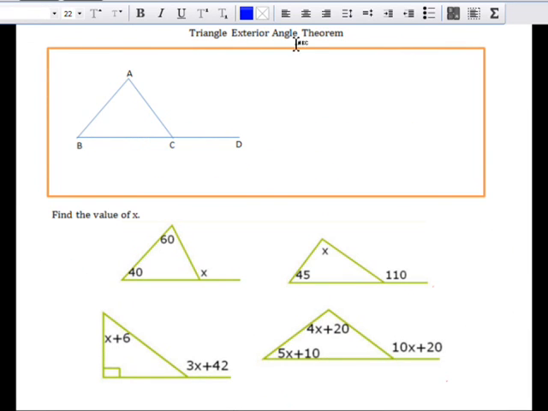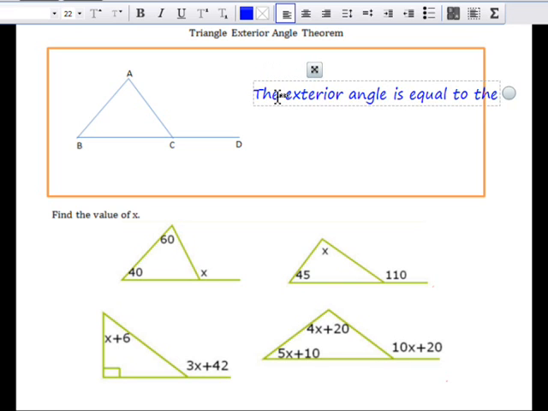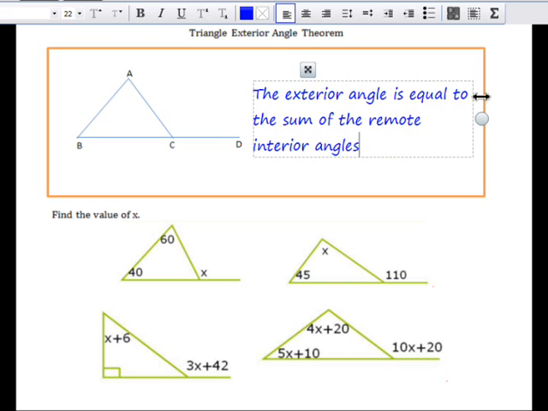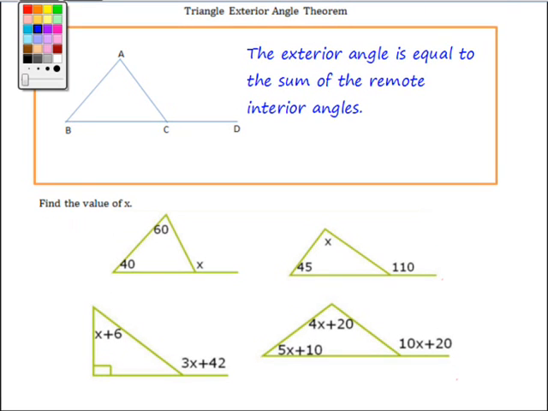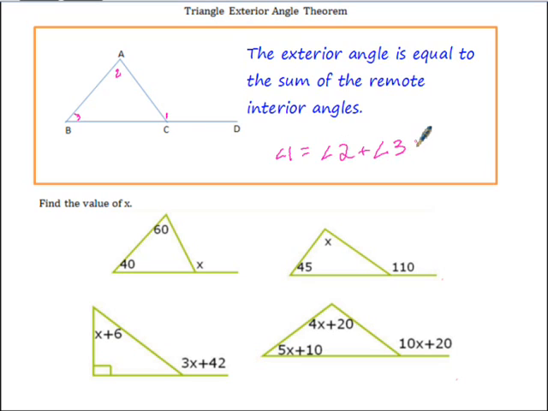The triangle exterior angle theorem, we've talked about this before. So we know that the exterior angle is equal to the sum of the remote interiors. And if we wanted to write that out as a formula, let's put some numbers in here. So here's the exterior angle. Here's the interior remotes. So angle 1 equals angle 2 plus angle 3. Okay? So these problems then happen really quickly.